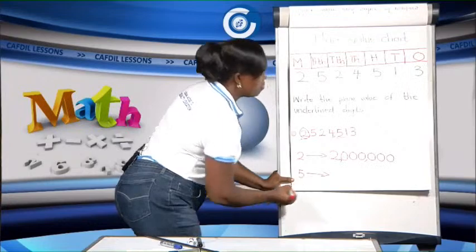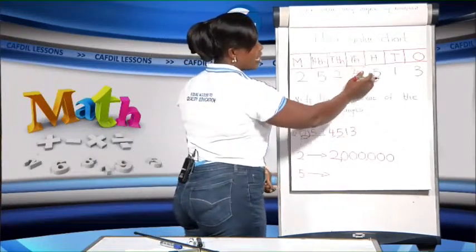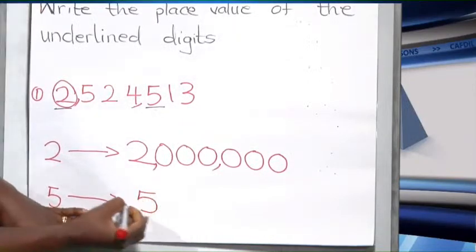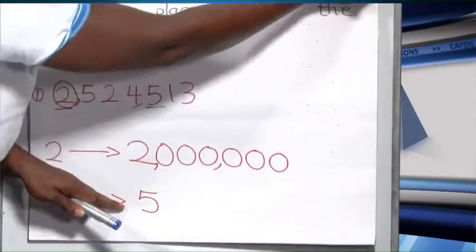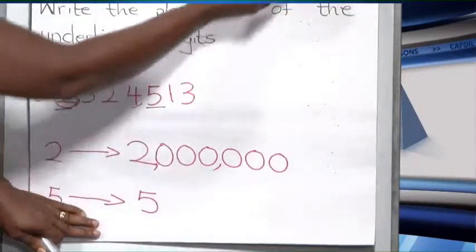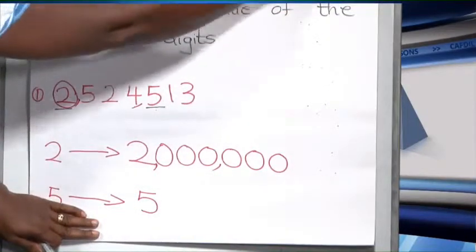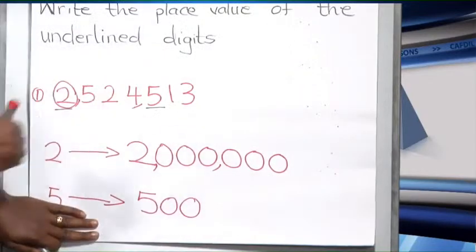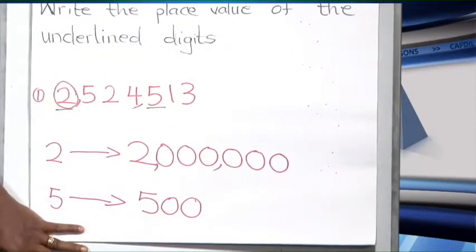So the value of this 5 under the 100 is going to be 500. We have our 5 and assume the rest of these digits to be zeros. So we're going to have 1, 2, 2 of the zeros, making 500.